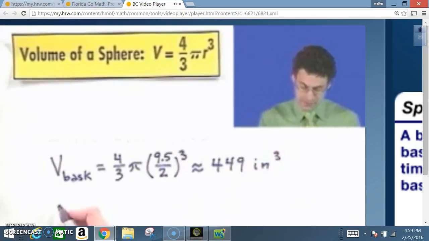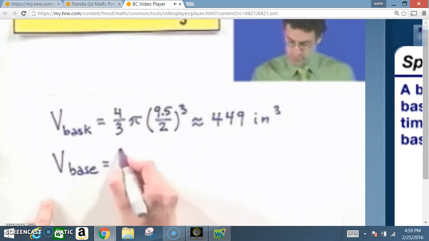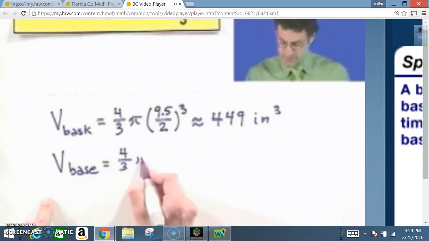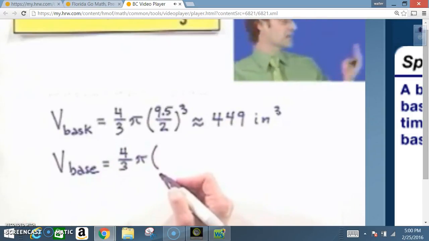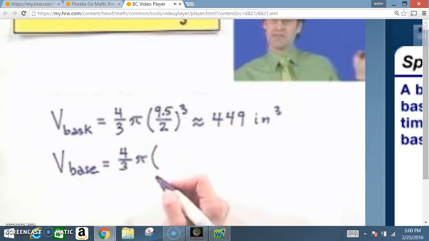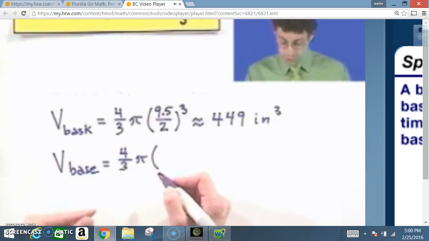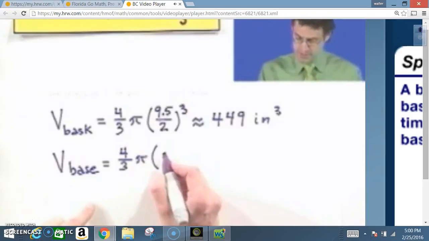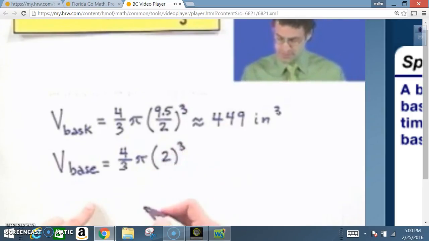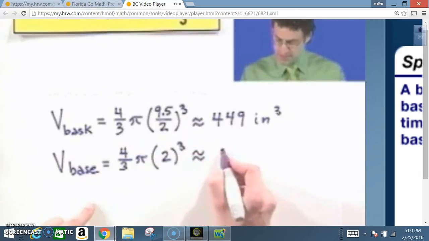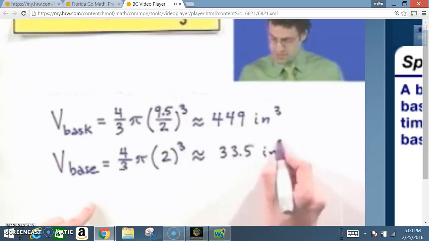Now what about the volume of a baseball? That's going to be 4/3 pi times the radius cubed. Again, we're not given the radius. We're given the diameter is 4, which means the radius will be 2, and 2 cubed is 8. We can estimate this on a calculator to be about 33.5 inches cubed.